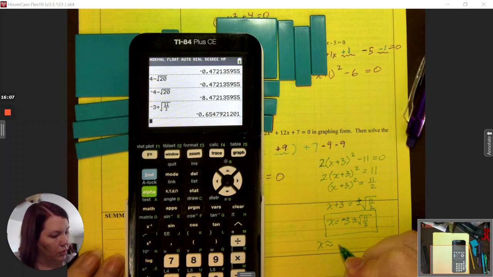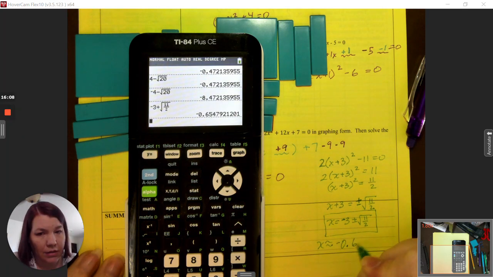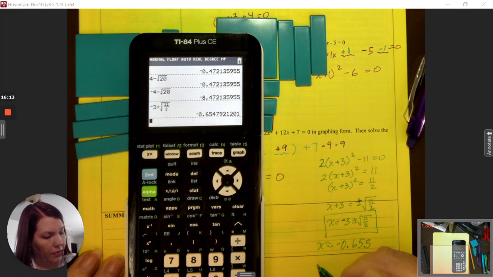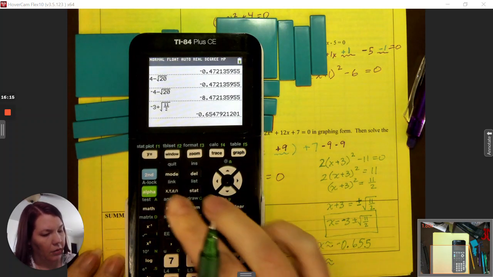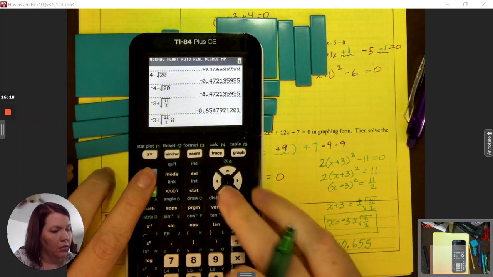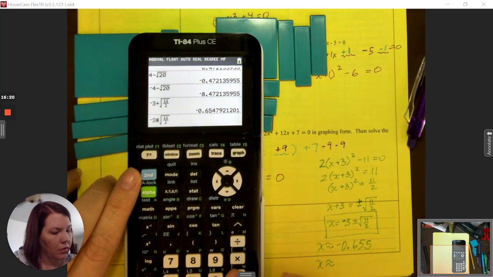There you go. 11 over 2, by the way, is 4.5. No. 11 over 2 is 5.5. I don't know what I'm doing mentally. Sorry about that. There you go.